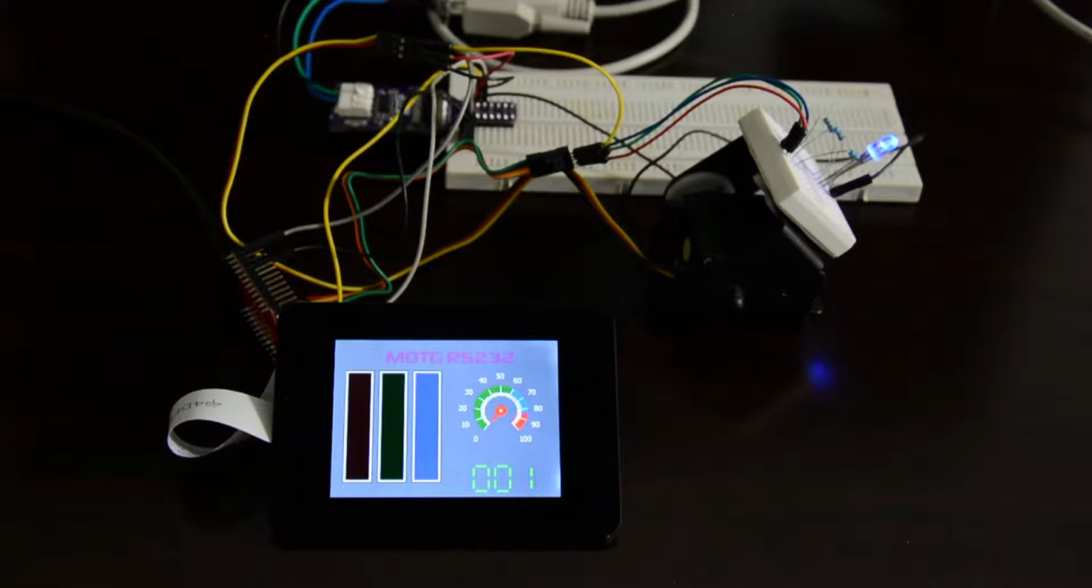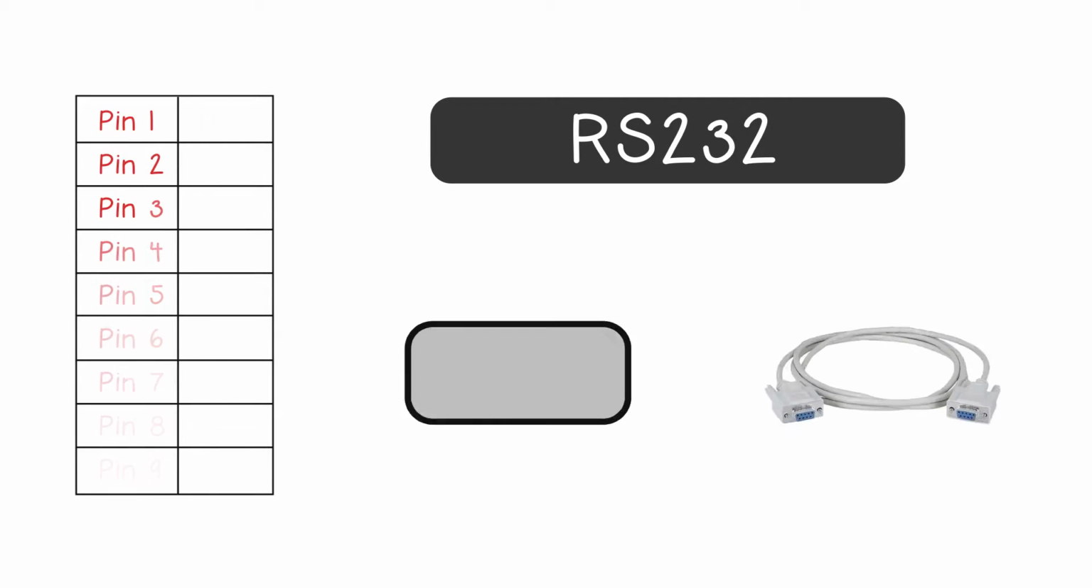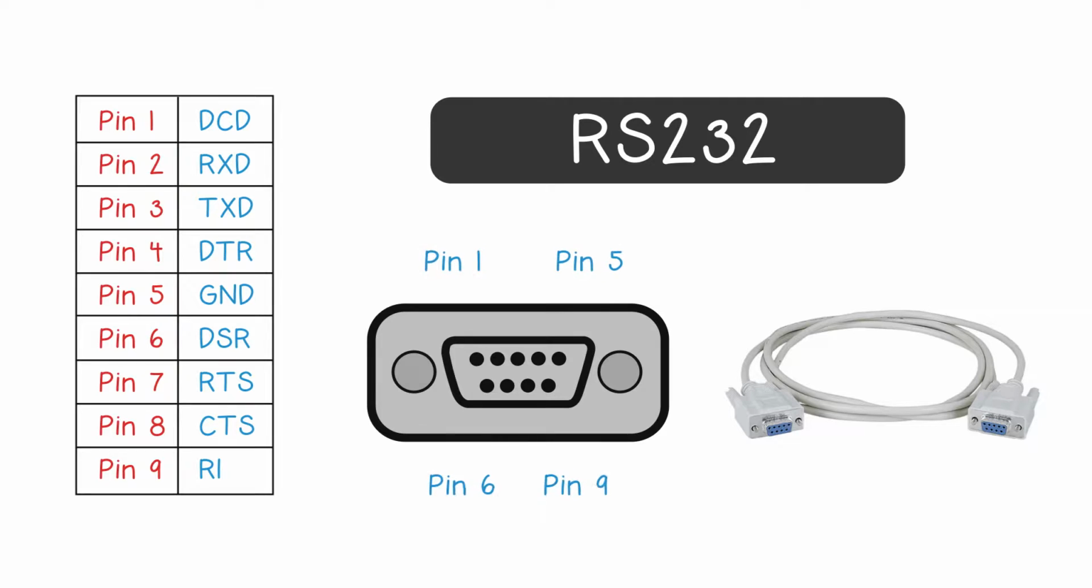In this video, I will show you how to use the MOTG RS-232 in your project. RS-232 is a standard communication port for various industries and networking equipment. It is used to communicate between two devices over a longer distance. However, most microcontrollers do not facilitate direct RS-232 communication as they do not support RS-232 voltage levels.